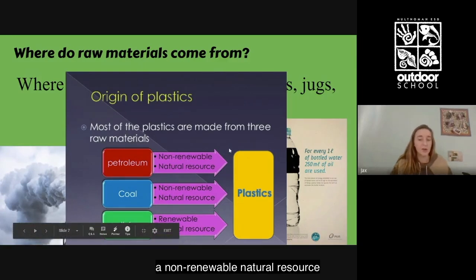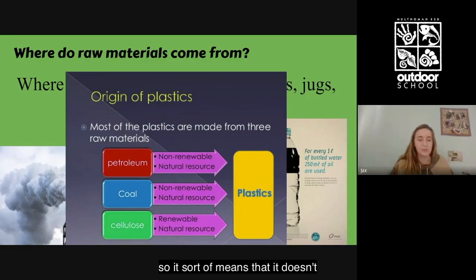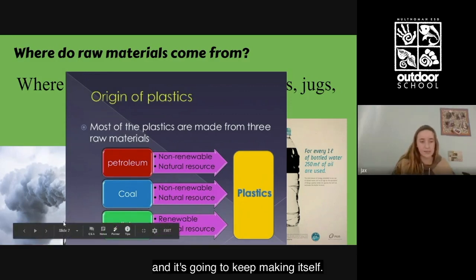And this is a non-renewable natural resource. So it sort of means that it doesn't get remade as easily, but it is natural. We also have coal, which is also a non-renewable natural resource. So again, it's not going to get remade as fast as possible. It doesn't recycle itself within the system or reuse itself. Then we have cellulose, which is renewable and it's a natural resource. So that means we can keep making it, and it's going to keep making itself.